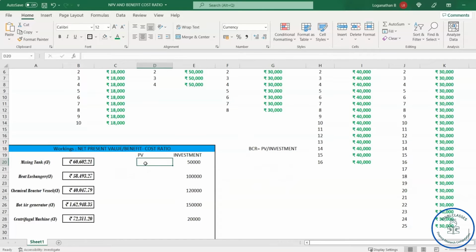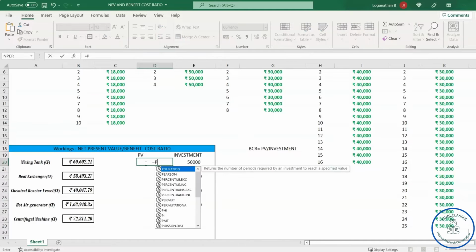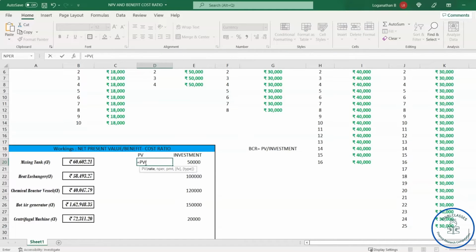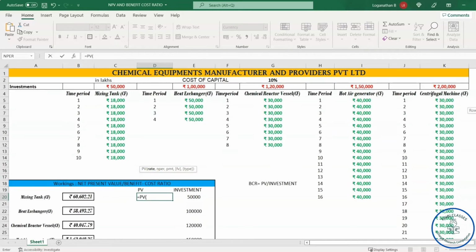Now present value, we can apply the PV function that we have discussed in earlier lectures, equal to PV, we have to check out the PV function, then tab key. In this case, it will be asking the rate, right? So rate, I'll be selecting as 10%, right? That is the 10%. Then NPER, it is asking the number of years. So number of years, you have to be very careful on selecting the number of years of this chemical equipment, right? Mixing tank. The time period is 10 years. So I will be putting 10 years.